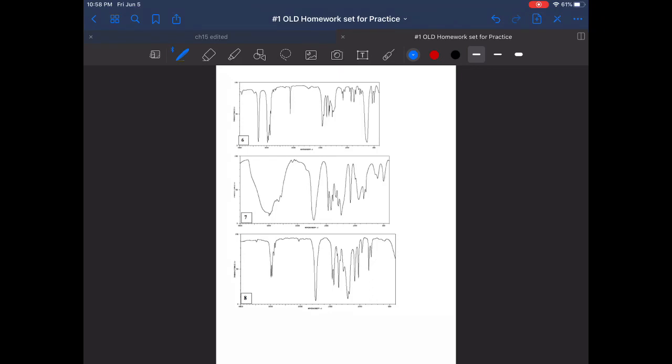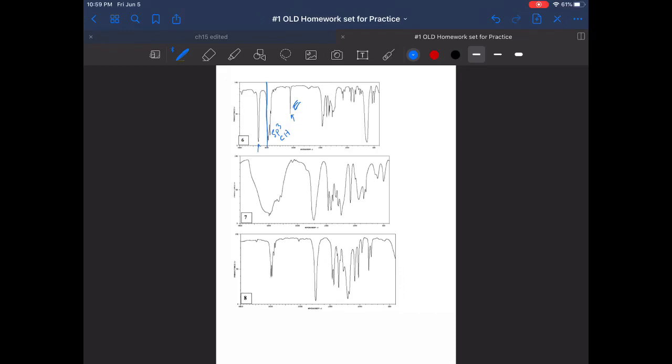Let's move on to 6. 6 is pretty clean here. We've got our sp3 CHs. If I draw that line up through 3,000, there's really nothing right above 3,000. We do have a very strong peak here, but it's not broad, so it's not an OH. An NH usually wouldn't be that strong, but for one, there are no amine options in your choices, so that's helpful. But you also have this guy here, which is indicative of a triple bond, right? Either a CC or CN triple bond.